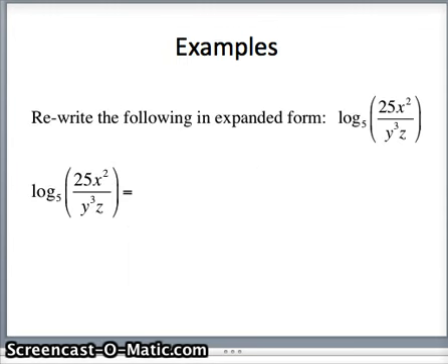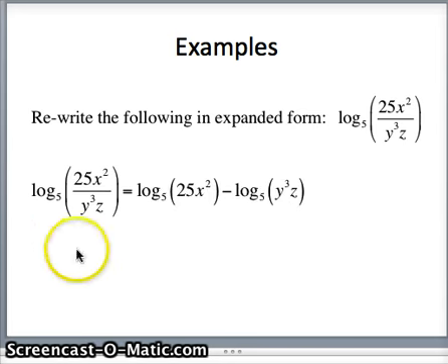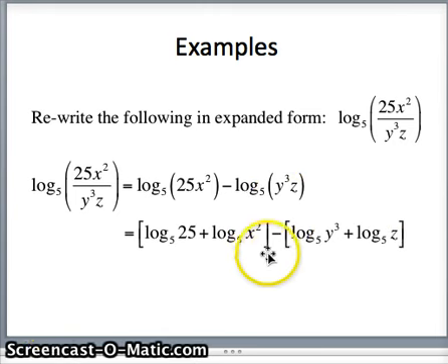So let's look at this one. You want to rewrite log base 5 of 25x squared over y cubed z. So we're first looking at log base 5 of that statement. Log base 5 of the quotient is the difference of the logs. So the log of the top minus the log of the bottom, with the same base, of course. So log base 5 of the top minus log base 5 of the bottom. But the log of the product is the sum of the logs. This will be log base 5 of 25 plus log base 5 of x squared minus the quantity log base 5 of y cubed plus log base 5 of z. So that's using our product rule.